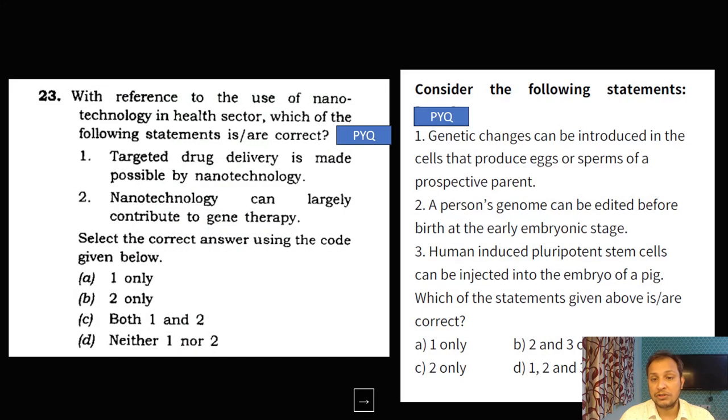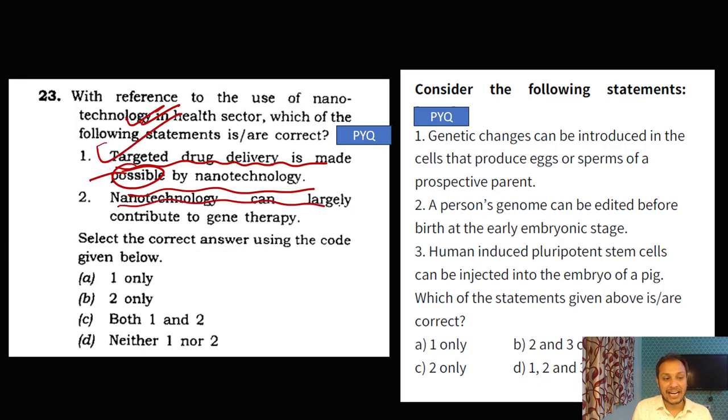Let me show you a few more questions. You can solve these questions. I'm pausing the video for 1 minute. You can solve this question. This question is on nanotechnology in the health sector. What is possible? Targeted drug delivery is made possible by nanotechnology. Here you can see the word possible itself they are using, so they are making it very easy for you. So this will be correct.